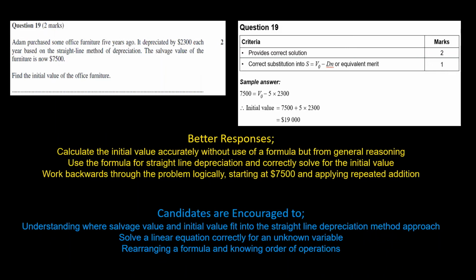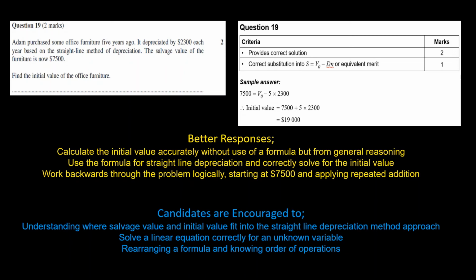On the whole, this was very well answered by the Standard 2 candidature. In the better responses, students calculated the initial value accurately without use of a formula, but from general reasoning. They used the formula for straight line depreciation and correctly solved for the initial value. They worked backwards through the problem, starting at 7,500, and applied the repeated addition to get the answer.